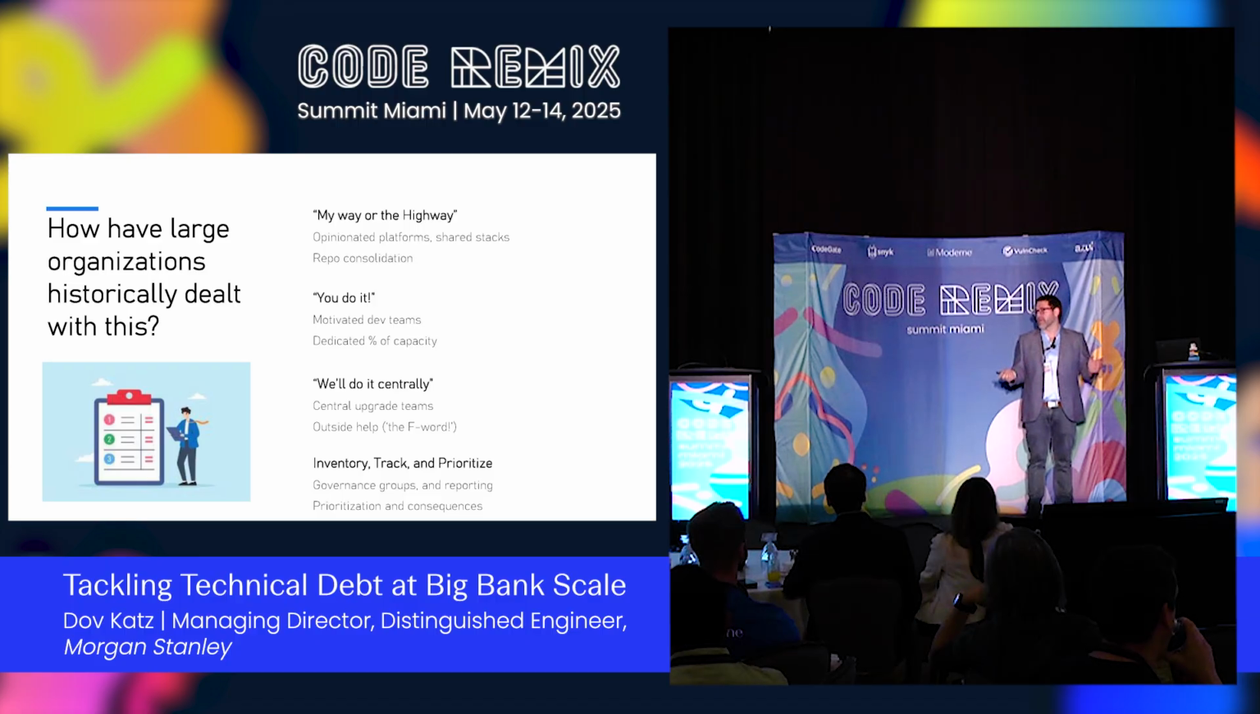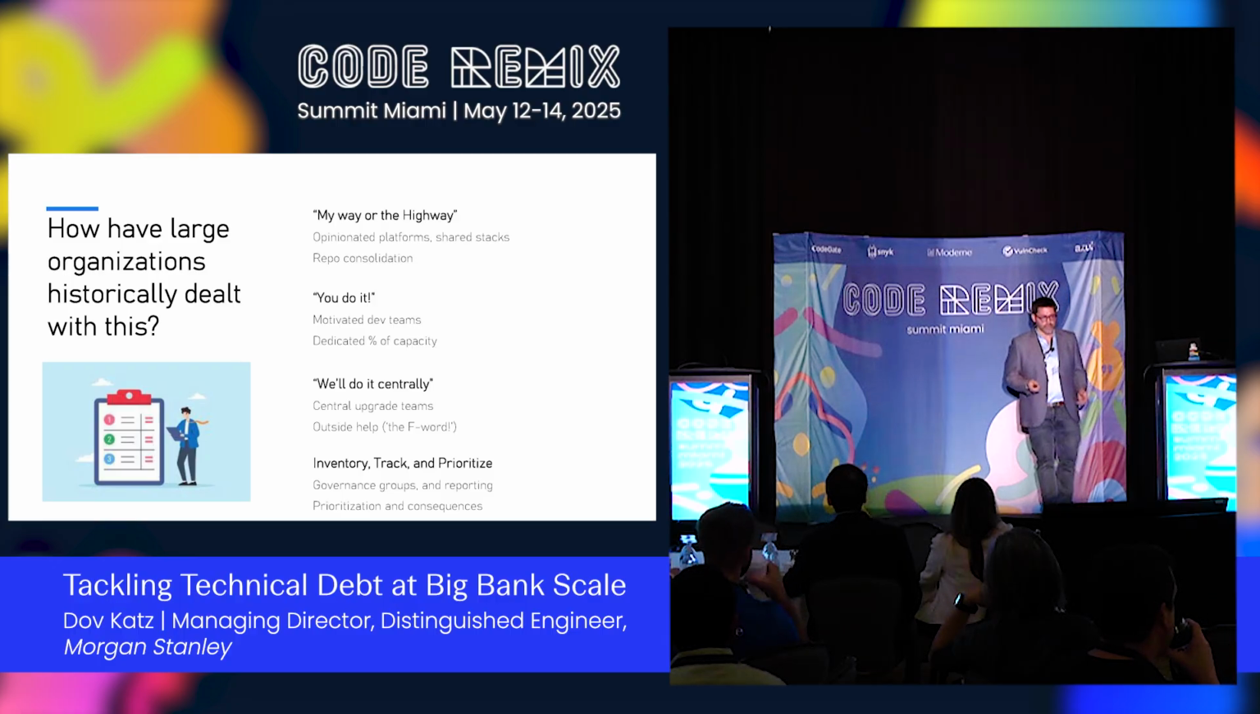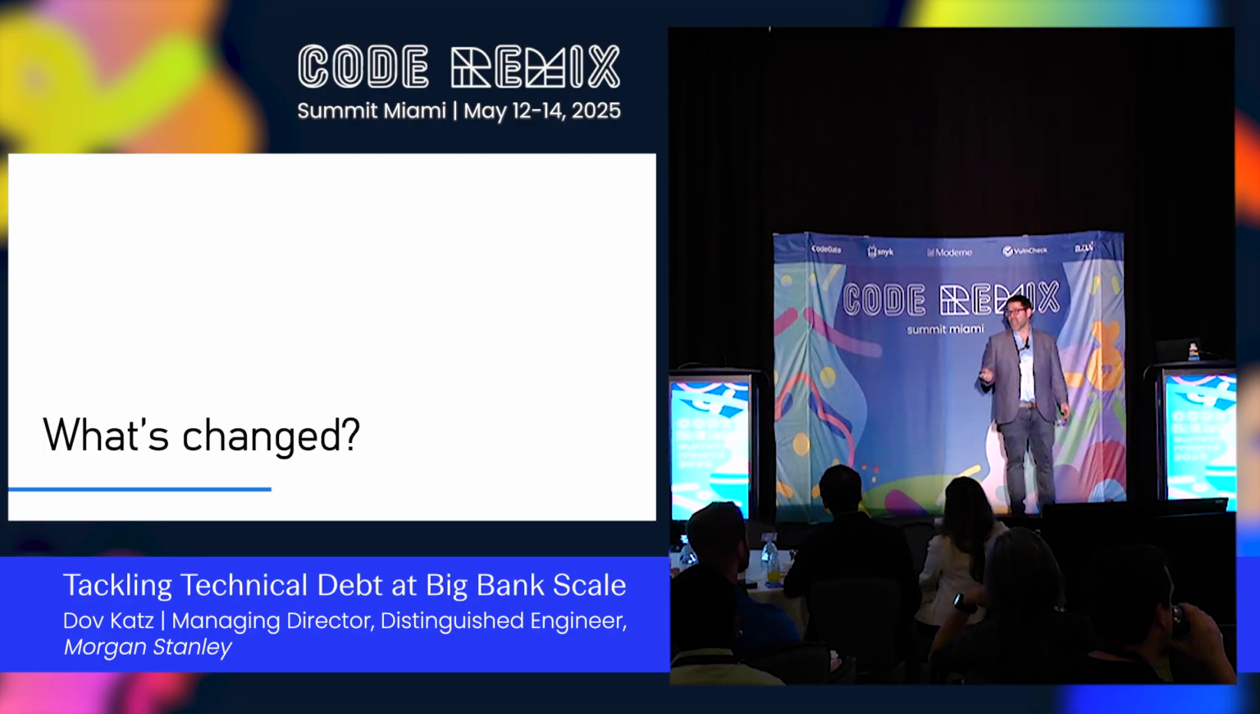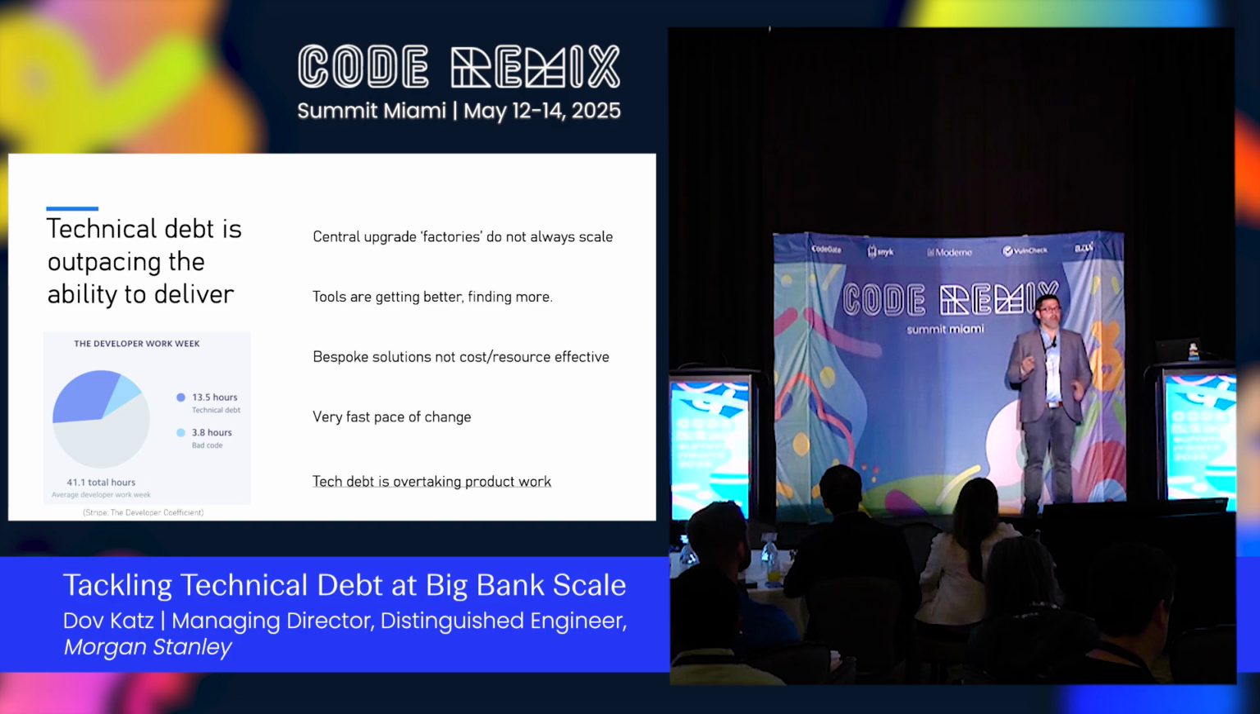And the reason I'm telling you this is because when you come with different types of technology, these are the people you have to talk to, people you need to convince. Okay, so what's changed? A couple of things. Number one, as I said before, tech debt is outpacing our ability to deliver. We can no longer do anything for anyone because we're just busy dealing with tech debt.